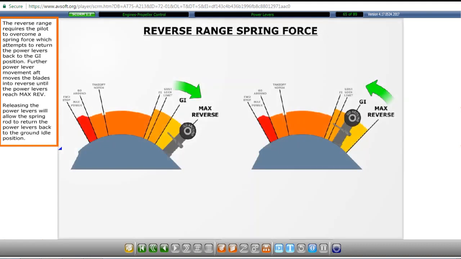The reverse range requires the pilot to overcome a spring force, which attempts to return the power levers back to the ground idle position. Further power lever movement aft moves the blades into reverse until the power levers reach max reverse. Releasing the power levers will allow the spring rod to return the power levers back to the ground idle position.